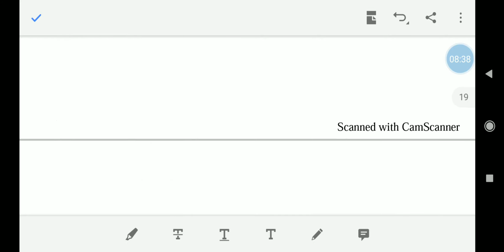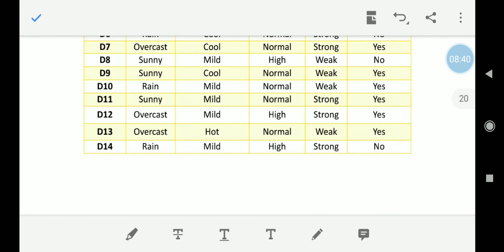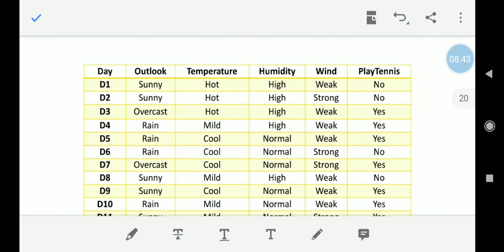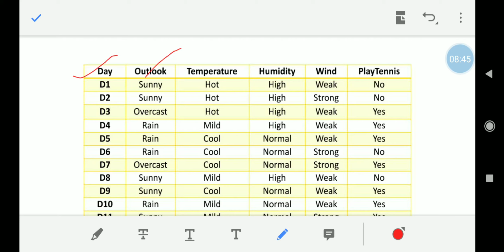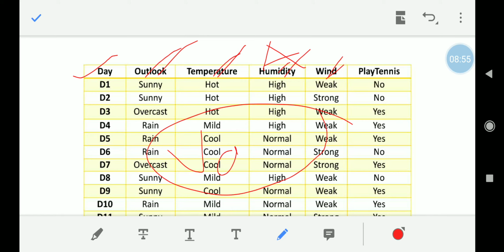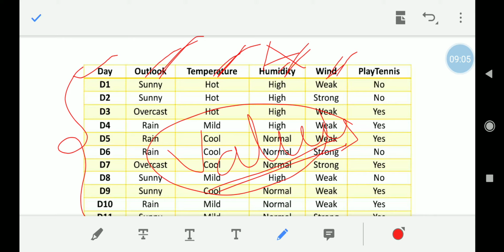Before that, I want to show you one table. Please look at this table. Here: day, outlook, temperature, humidity, wind. Outlook, temperature, humidity and wind are the attributes, and what you see here are the values. Please understand carefully. These are the 14 days of training examples, with the output or classifier whether he plays the sport that day or not.